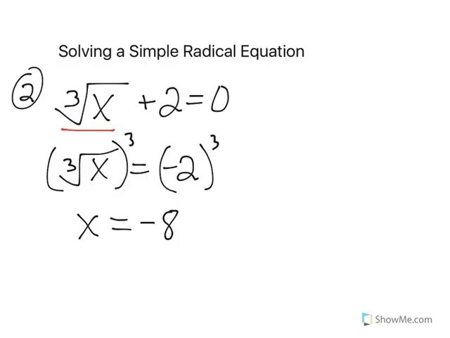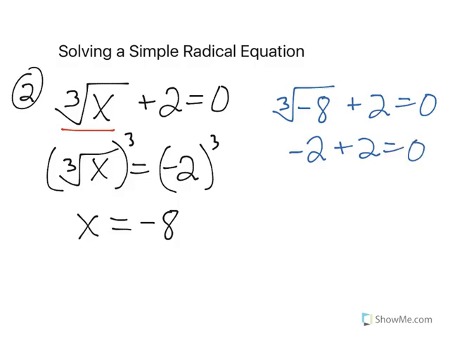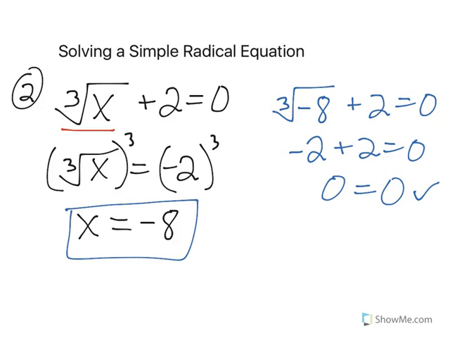Now, let's check it. Cubed root of negative 8 plus 2 equals 0. Well, the cubed root of negative 8 is negative 2, plus 2 gives us 0. So x equals negative 8 is our solution. So for the next problem, why don't you go ahead and copy it down, pause the video, work it out on your own, and then play to check your answer.